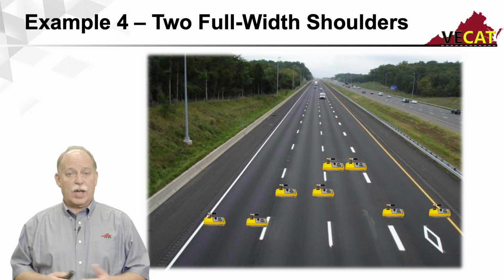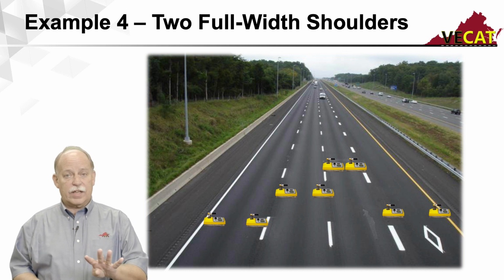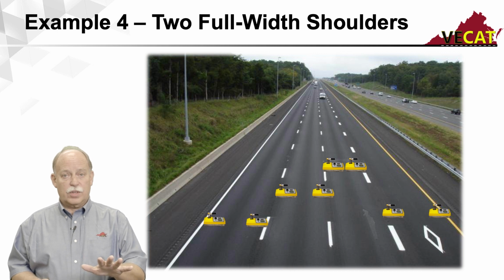So in this instance, we've got how many tests we got? 1, 2, 3, 4, 5, 6, 7, 8. So we had 4 lanes with shoulders. So now we have 8 longitudinal joint tests.